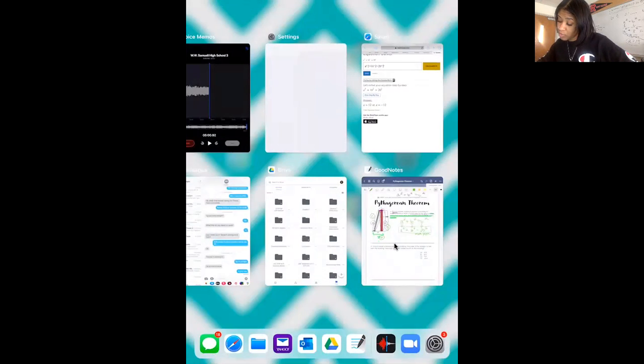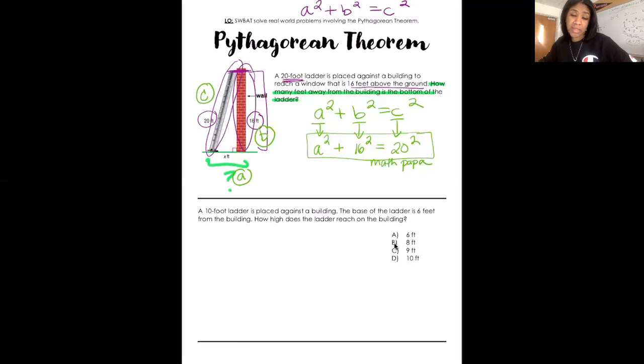Remember, we do not use the negative because we're talking about length, and length has to be a positive value. So my answer is going to be A equals 12. That means that the ladder must be 12 feet away from the bottom of the building. This is the word problem, so think about it in context of the word problem. Does that make sense? It does. That's my answer.